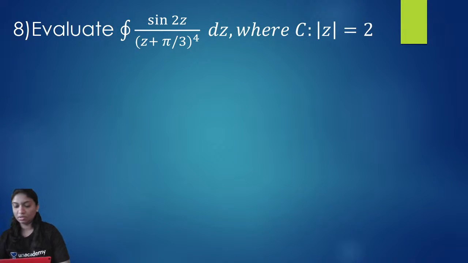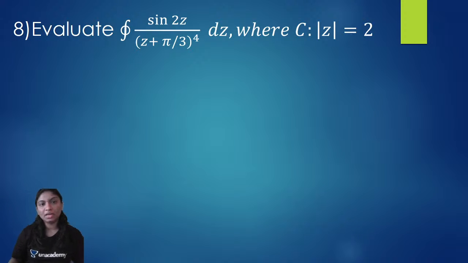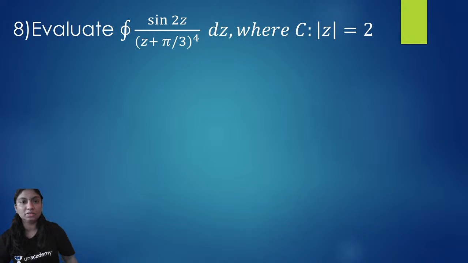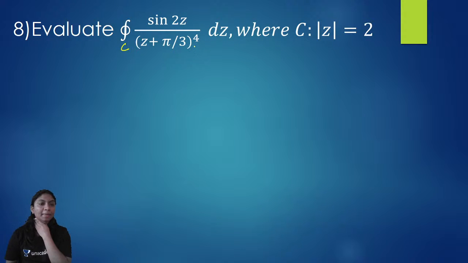Evaluate. Here we have to evaluate the closed integral over C of sin 2z upon (z plus pi by 3) raised to 4 dz.